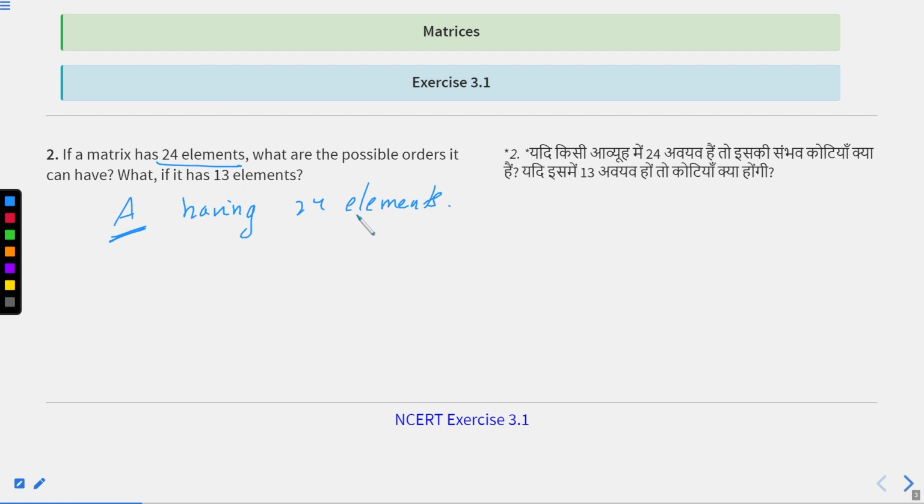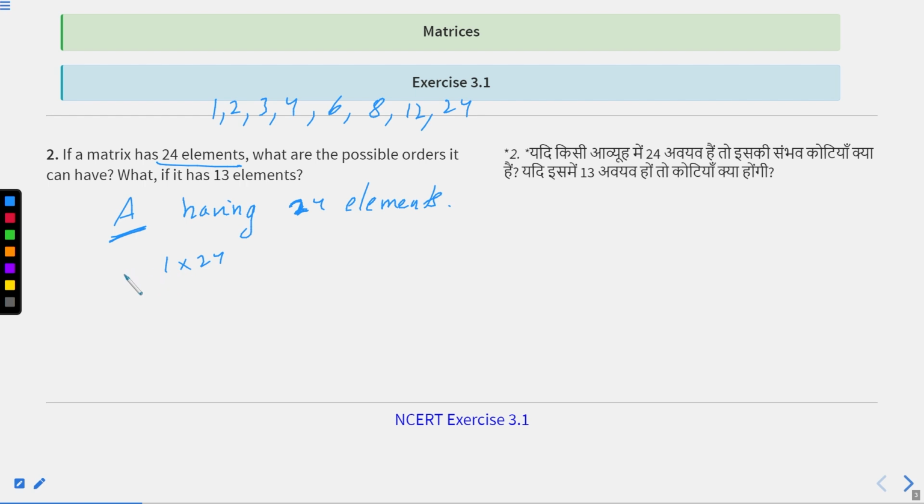This means that we have to make a rectangular form in which we can put our 24 elements. So in how many ways can you arrange? In these types of questions, just find all the factors of 24. So factors will be 1, 2, 3, 4, 6, 8, 12, and then 24.